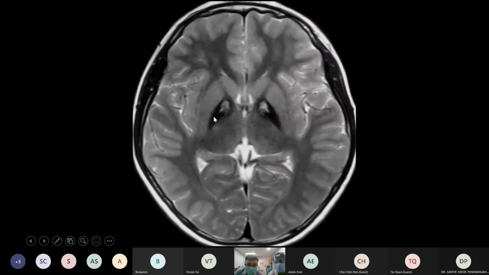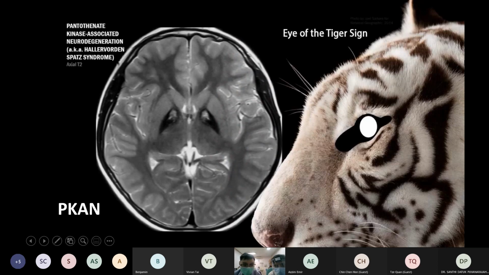As we discussed earlier, any metal or deposition will appear bright in T1 but dark in T2. So this patient also has a similar kind of hypointensity in T2 at the level of the globus pallidus. This is very classic, looking like the face of a tiger. This is the so-called eye of the tiger sign, and the diagnosis would be pantothenate kinase associated neurodegeneration. The old name for that is neurodegeneration with brain iron accumulation, NBIA, but I think the new term has replaced the old term.